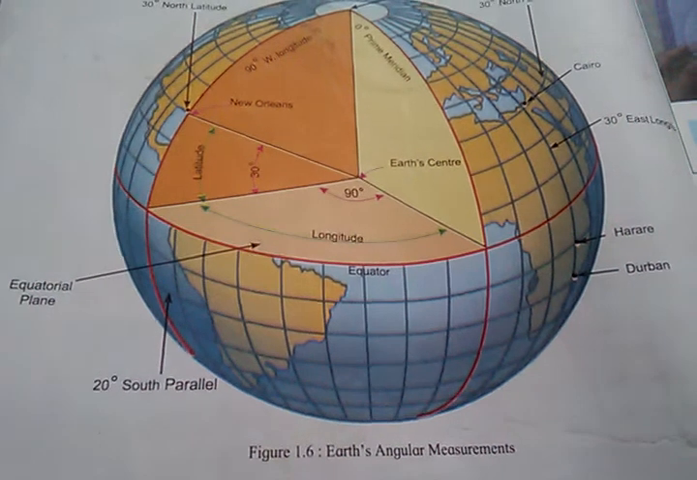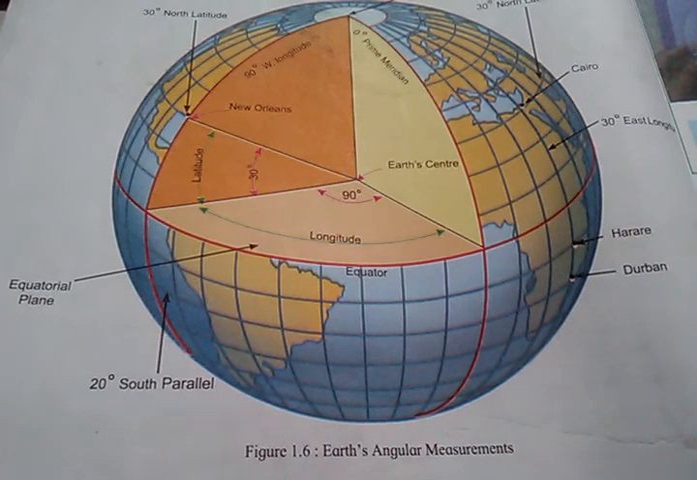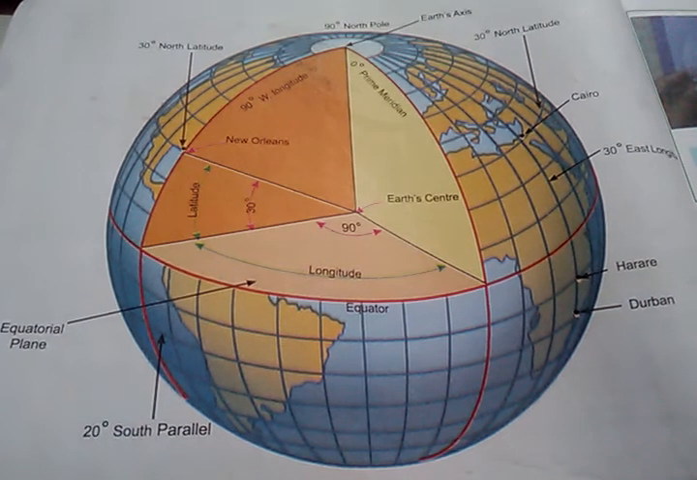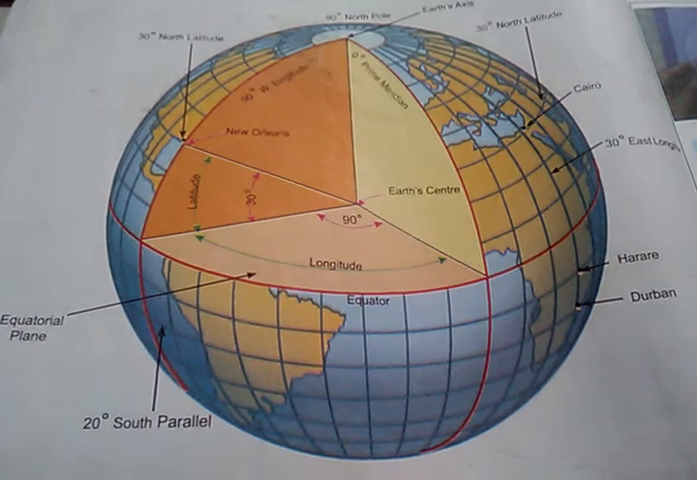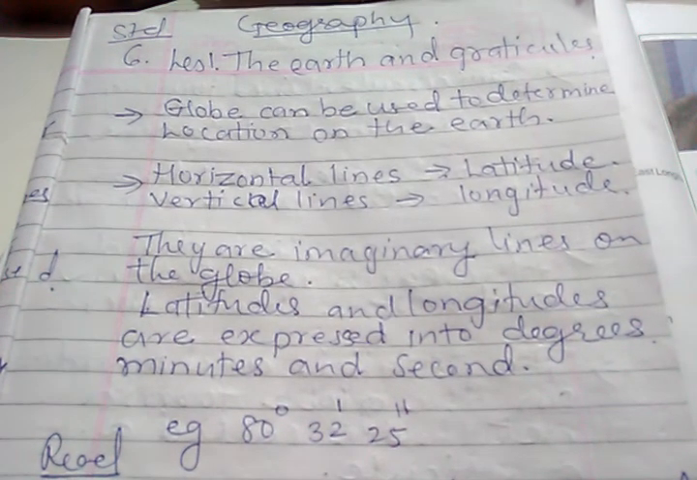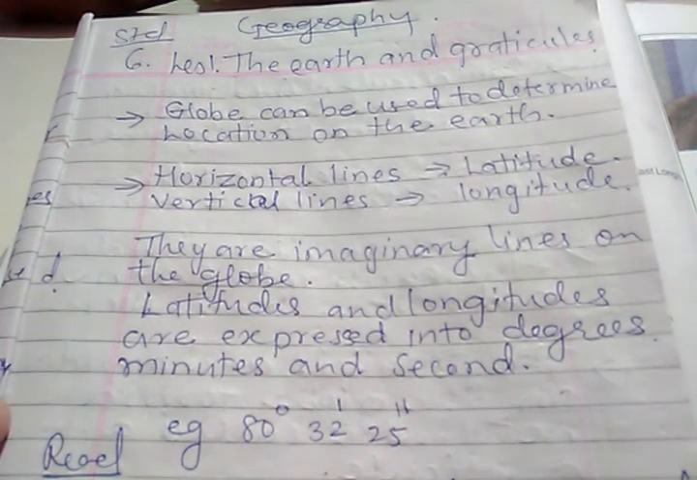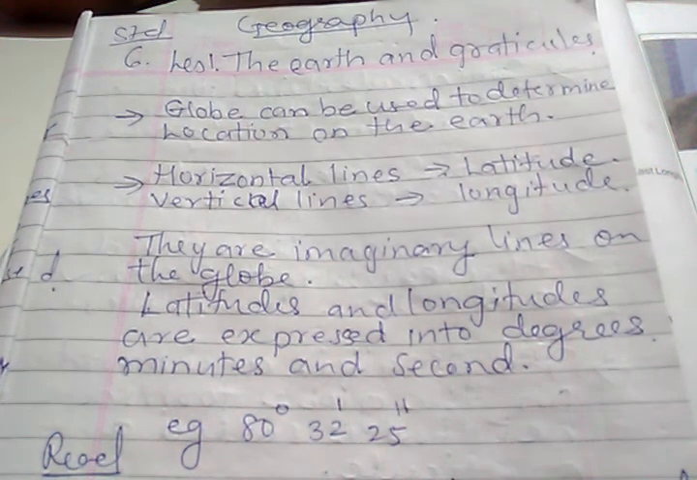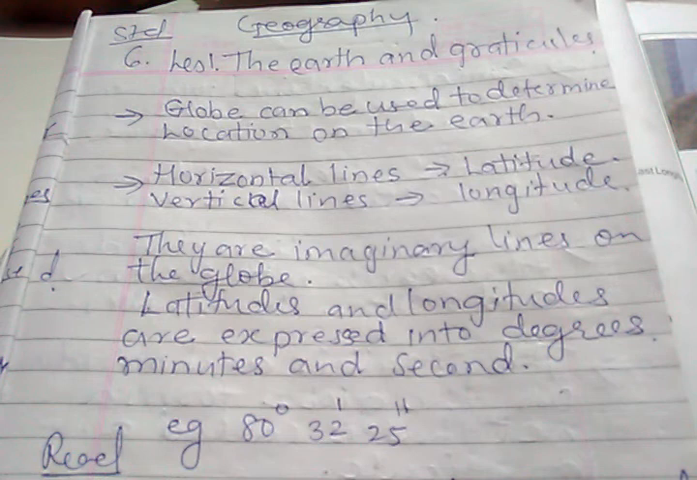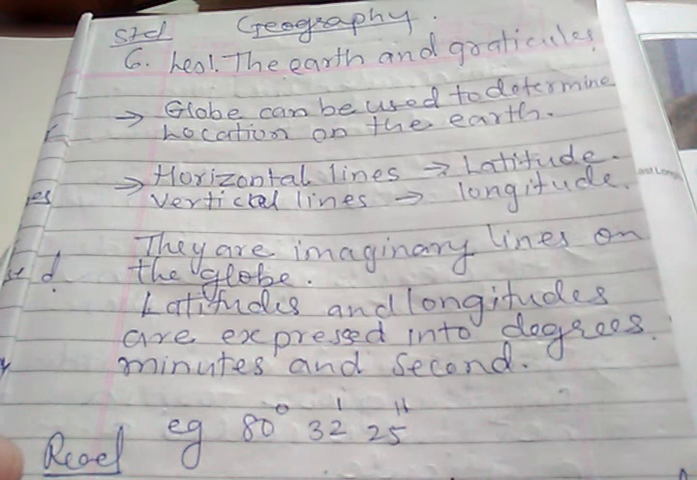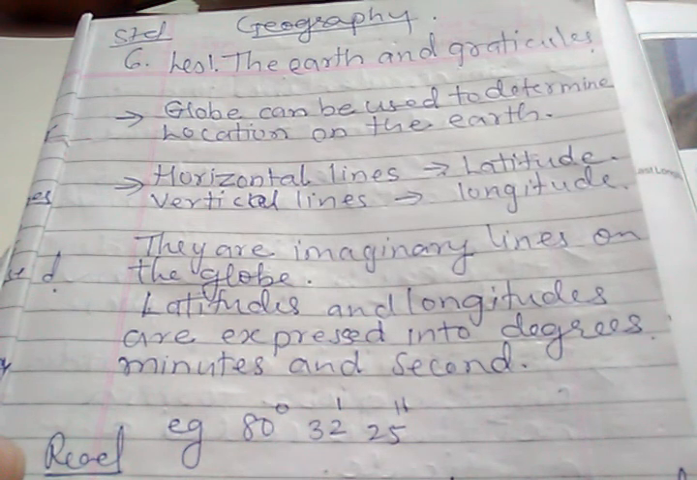You can see latitude and longitude lines from the picture clearly. Let's discuss the important points. Globe can be used to determine the location on the earth. Horizontal lines, latitude; vertical lines, longitude. They are the imaginary lines on the globe. Latitude and longitude are expressed in degrees, minutes and seconds.